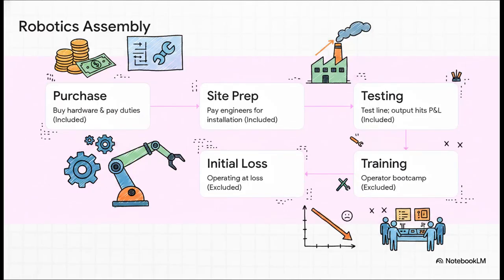Let's make this concrete. Walk through this timeline with me. Imagine you're installing a custom robotics assembly line. You buy the hardware and pay the import duties. Included. You pay structural engineers to get the site ready. Included. But here is the critical pivot point. The absolute moment that asset is physically capable of operating exactly as management intended, the asset cost is locked. So later on, when you send your operators to a 2-week training boot camp, or you run an initial loss while you're figuring out the optimal factory speed, all excluded, expensed immediately. Those are the realities of running a business, not the cost of the asset itself.